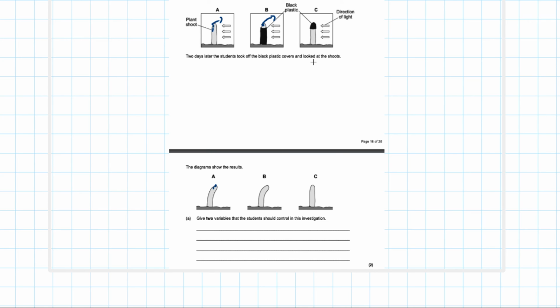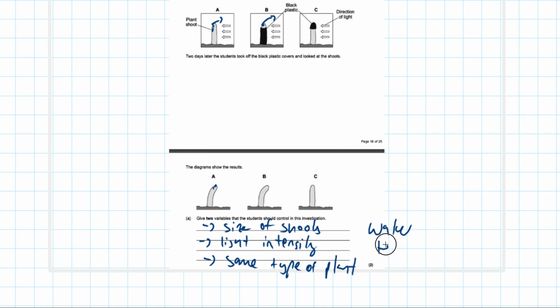In terms of the variables that this should control, anything included, so first of all the size of the shoots is important. You want equal length shoots, and the light intensity, because you're using light, so you want to keep that constant. The same plant, or the same type of plant, and things like water, temperature, etc. So a couple of marks there. Just think about what you want to keep the same. Well, you want to keep the same plants, that makes sense, right? Or you want to keep the same amount of light, or something like that.